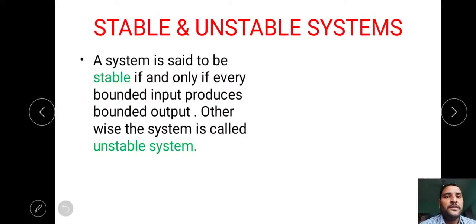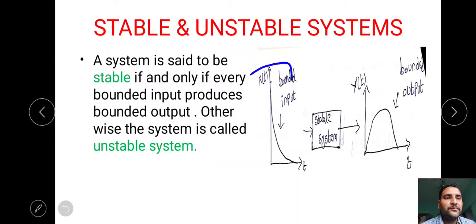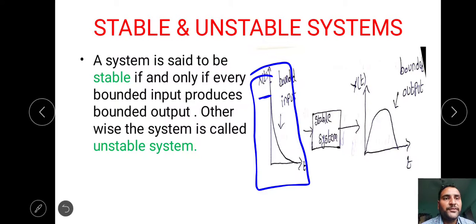Stable. A system is said to be stable if and only if every bounded input produces bounded output. That is called a stable system, otherwise unstable. Like this is a bounded input which starts from one position and ends in another position. That is called bounded within a region. If the given system output is like this, it is also bounded. Bounded means there must be a region, a starting point and an ending point. Such signals we call bounded signals. Bounded input produces bounded output. That is called a stable system.